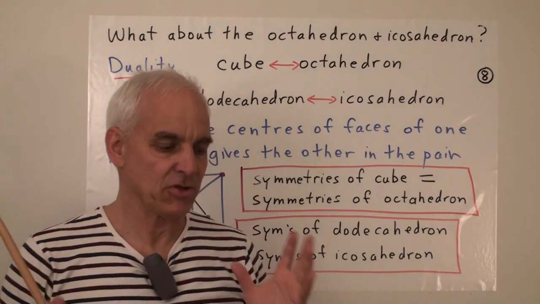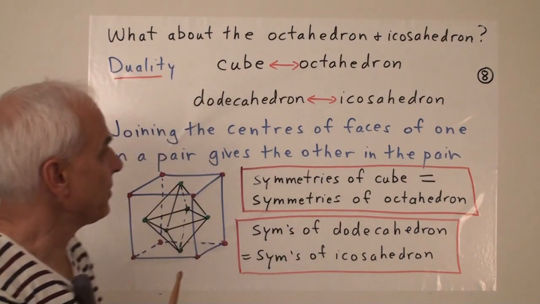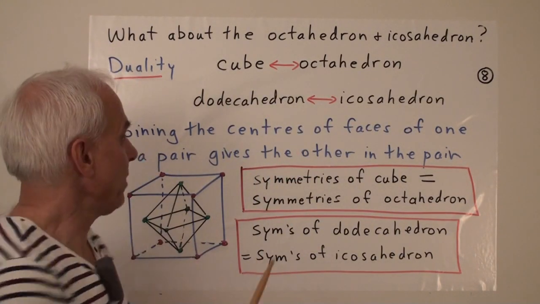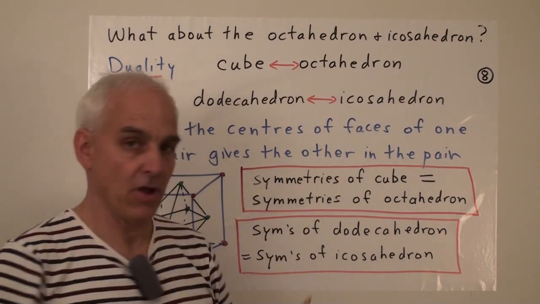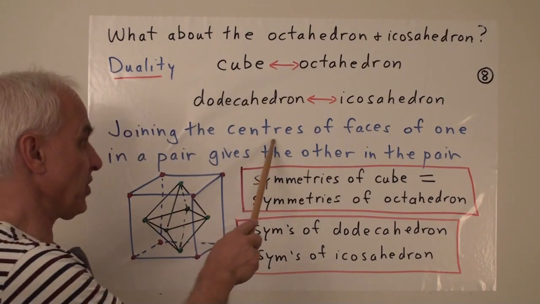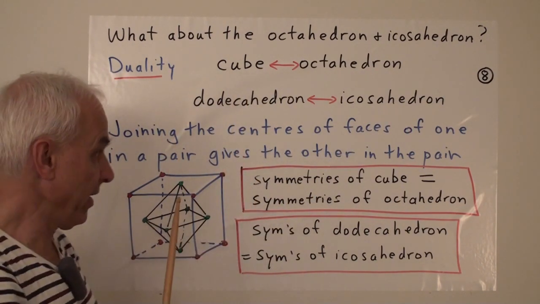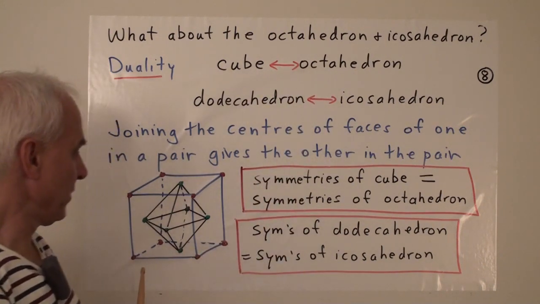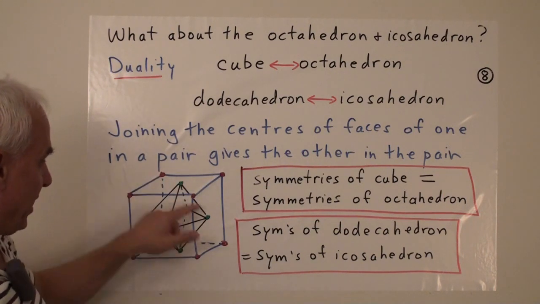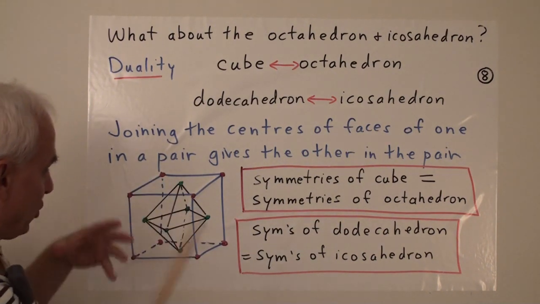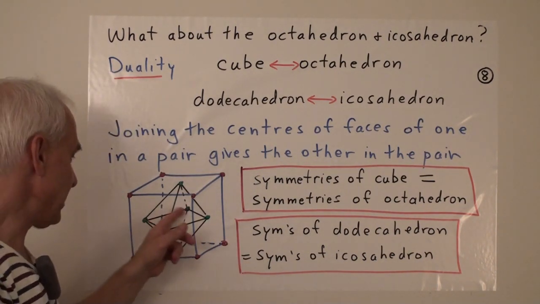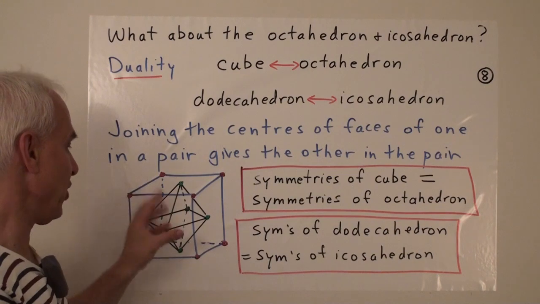Well, it turns out that the symmetries of those are in fact already determined, because the cube and the octahedron are dual, and because the dodecahedron and the icosahedron are dual. And what does that mean? Well, it means that if we join the centers of the faces of one of such a pair, then we get the other. So for example, if we take the centers of the faces of the cube, then we get these 6 green dots, and if we join those green dots, we get an octahedron. And similarly, the faces of the octahedron determine a cube.